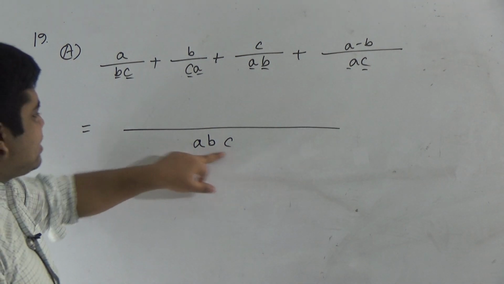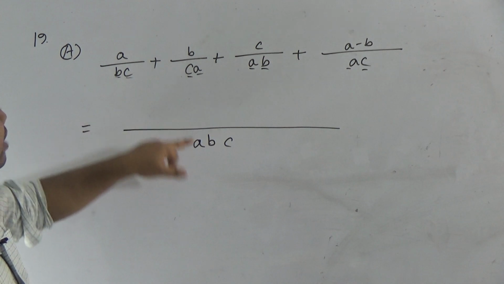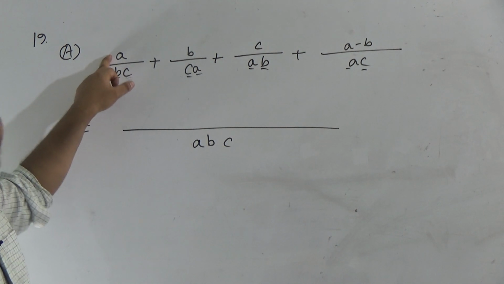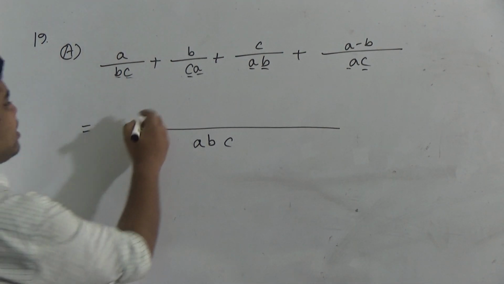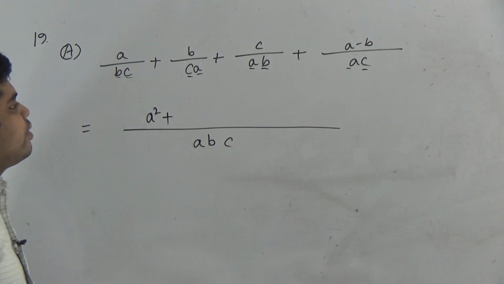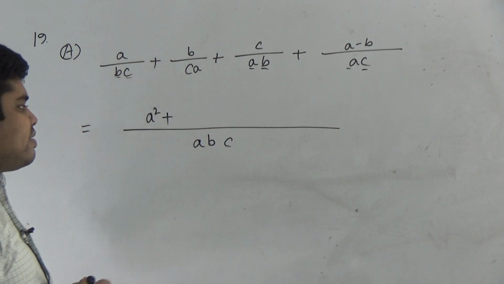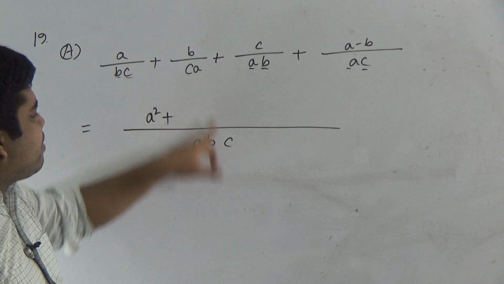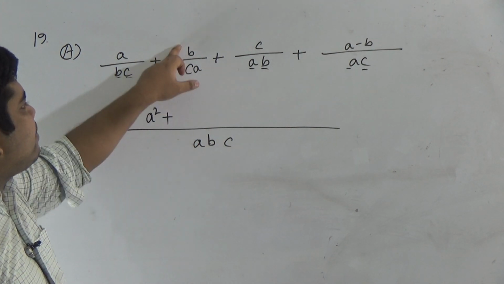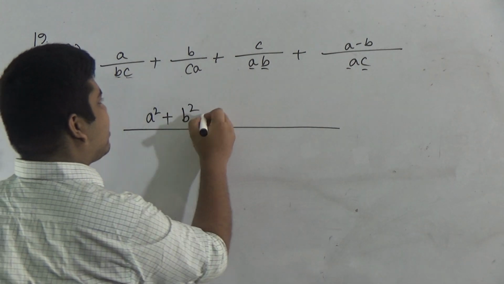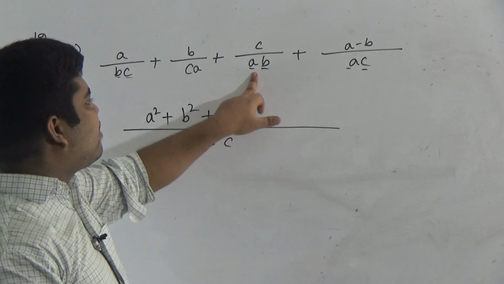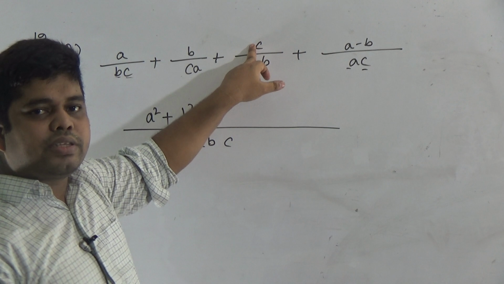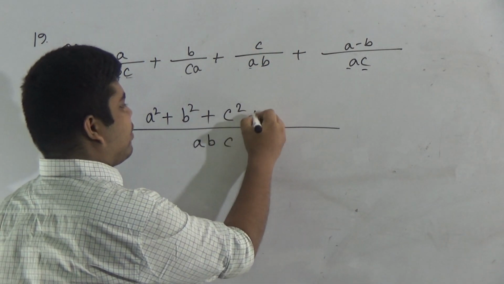Now we divide this LCM by the denominator of the first fraction. If we divide abc by bc, we get a, and this a is multiplied with this a, and if we multiply a with a, then we get a square. Next, same procedure, we divide this LCM by the denominator of the second fraction, that means abc divided by ca, and we get b, and b is multiplied with this b and it will be b square. Then the third fraction, we divide abc by ab and we get c. c is multiplied with this c and it will be c square. I hope you have understood.